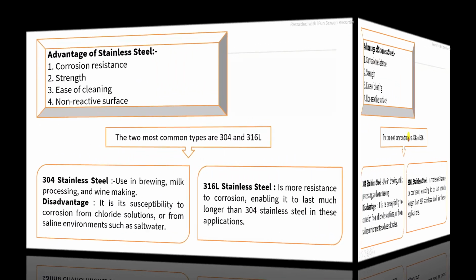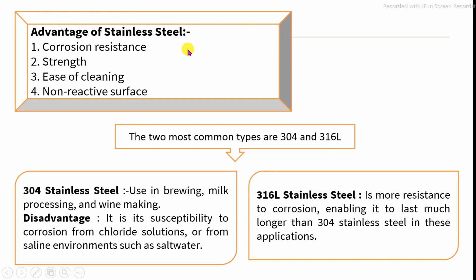The next point is the advantage of stainless steel: it is a non-corrosive material with good strength, easy to clean, and non-reactive to any internal processing conditions. The two most commonly used types of stainless steel are the 304 grade and the 316 grade. 304 stainless steel is used in brewing, milk processing, and the wine processing industry, with high resistance to corrosion under specific processing conditions, and 316L stainless steel is mostly used for food processing equipment construction.